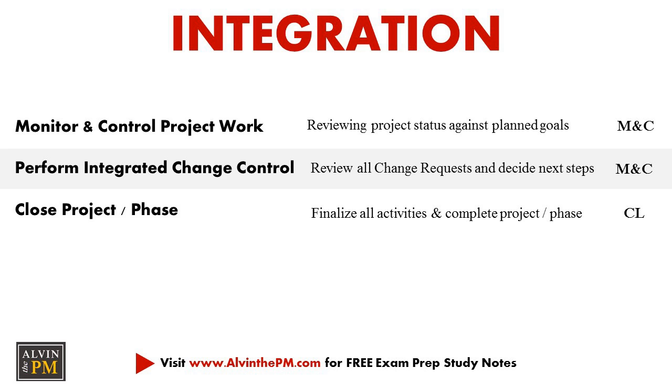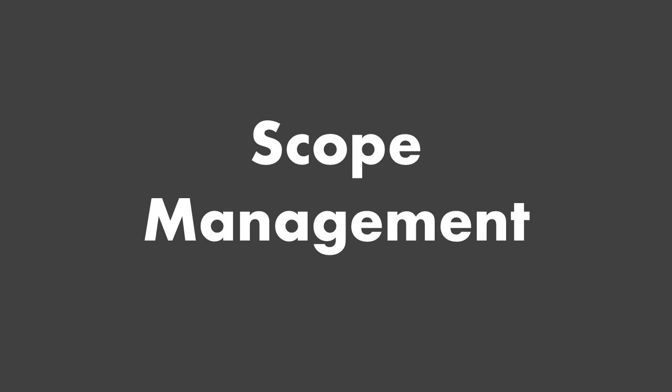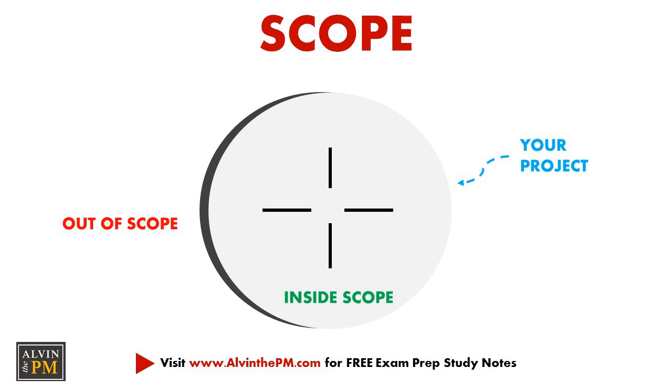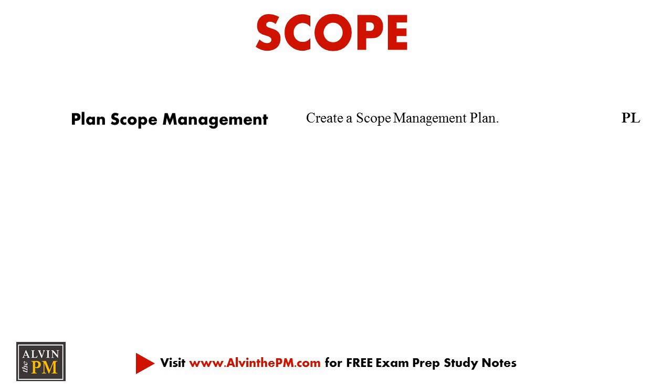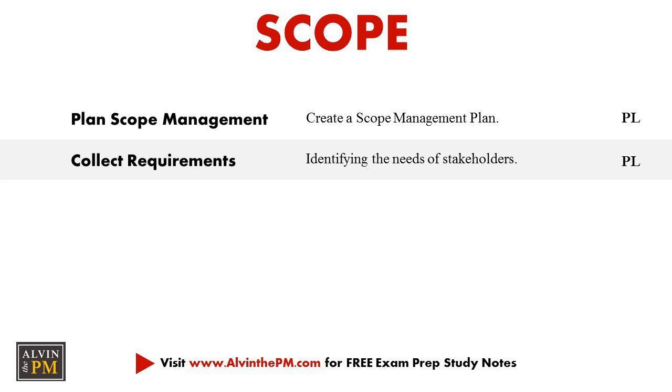Now the next knowledge area is scope management. In scope management, we're defining what's inside and outside the scope of our project, defining the boundaries of what we'll be performing for our work. So the first process is plan scope management, where we're creating our scope management plan and defining our strategy to manage and control our project scope. Once we've figured out our plan, we're ready to collect our requirements.